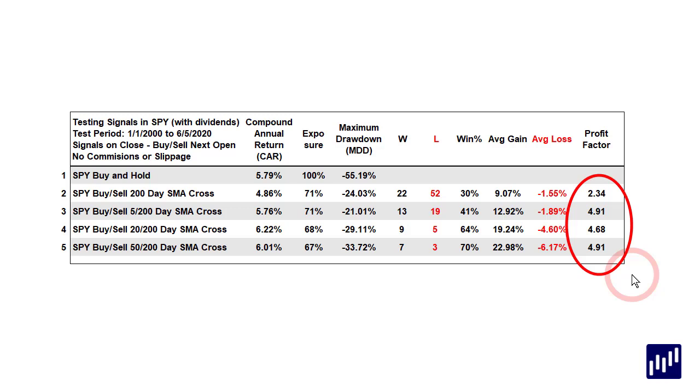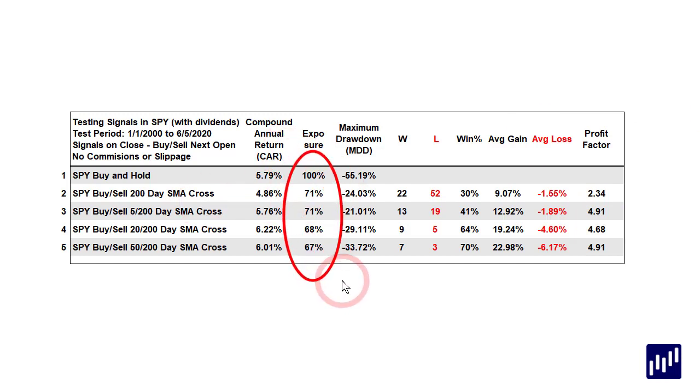Now, there's not that many trades in this test, but you can see the profit factor is pretty stable once you hit that 5-day SMA cross. It stays well above 4.5. And that is positive, I think, for the profit factor. In other words, you're making more money on your winners than you're losing on your losers when you total them all up. And finally, the exposure is another thing to consider.